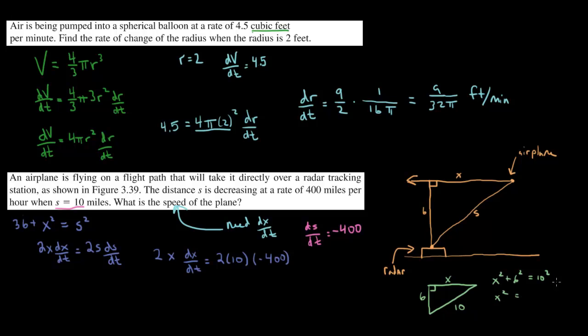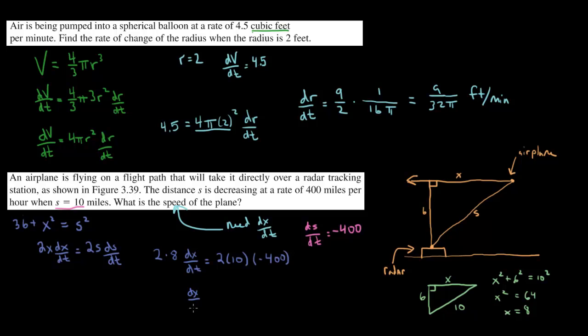So x squared equals what? 100 minus 36, so 64. So x equals plus or minus 8. But since we're just dealing with the length of a side of a triangle, negative 8 is not our solution, so 8. So let's go back over here, and that's the one missing piece. And we have an 8 there. So now I have one unknown, and I can solve for dx/dt by essentially just dividing both sides by 16.